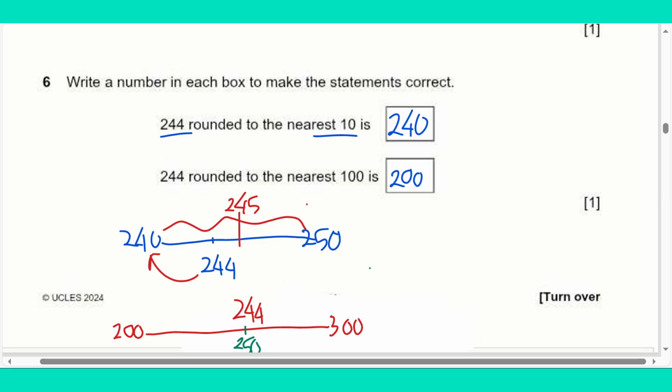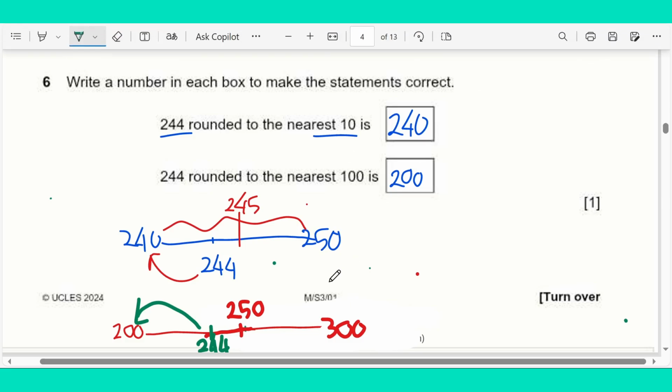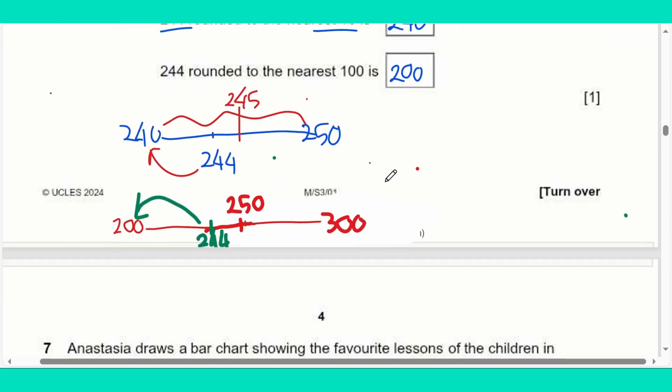So now 244 is before 250, so it's before the halfway. So we round it off to 200. Alright, let's move on. So guys, that is the explanation. Let's move on to number 7.